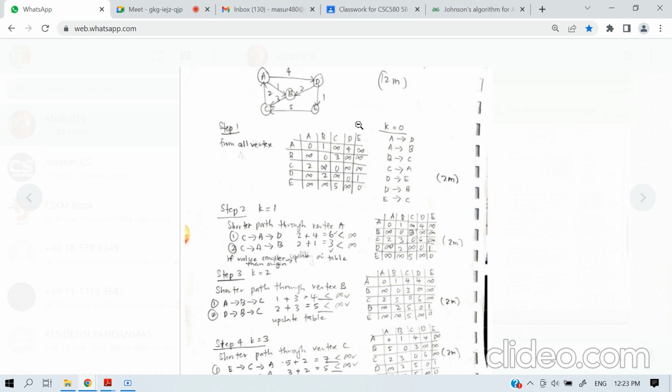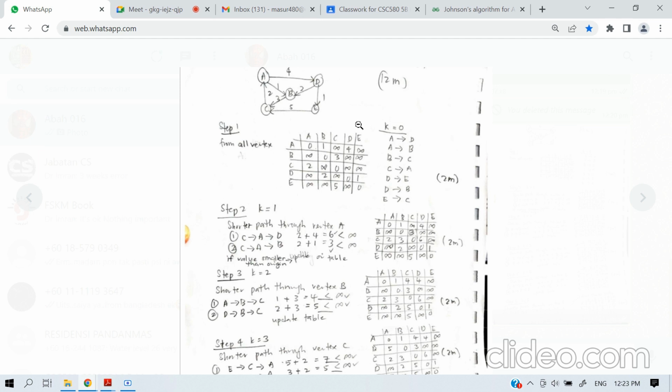Then we move to K1. Just now was K0, right? So this one is K1. So for K1 we need to consider whether there is a path that goes through vertex A or not. If we look at the graph, there are several distances or paths that go through node A. The first one is through C, A, and from C we want to go to D. So from C we need to go through A and then go to D.